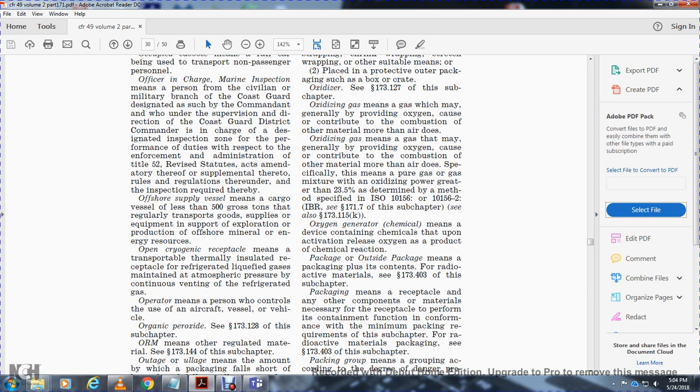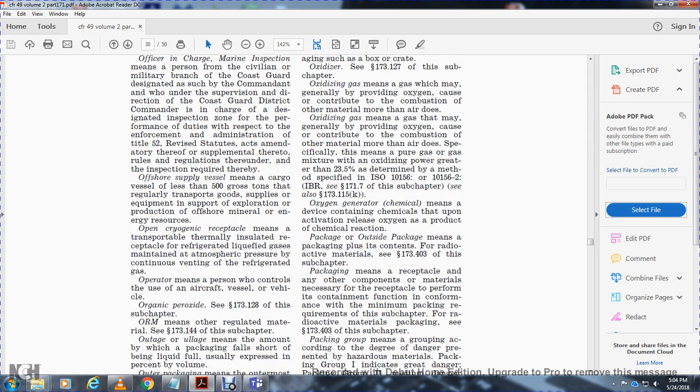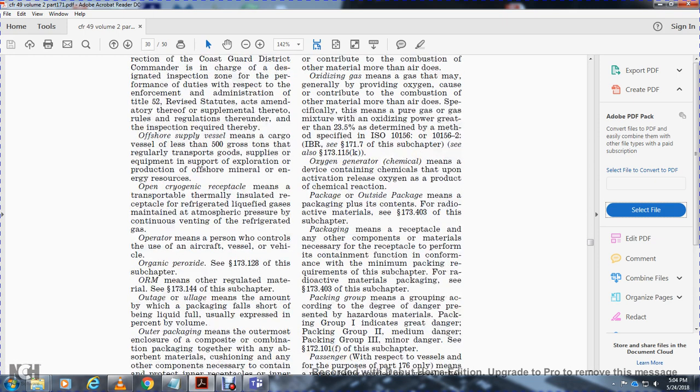Operator means the person who controls the use of the aircraft, vessel, or vehicle. Organic pesticide, see 173.128 of this subchapter. ORM means other regulated material, see 173.144 of this chapter. Outage or ullage means the amount by which a packaging falls short of being liquid full, usually expressed in percent of the volume.